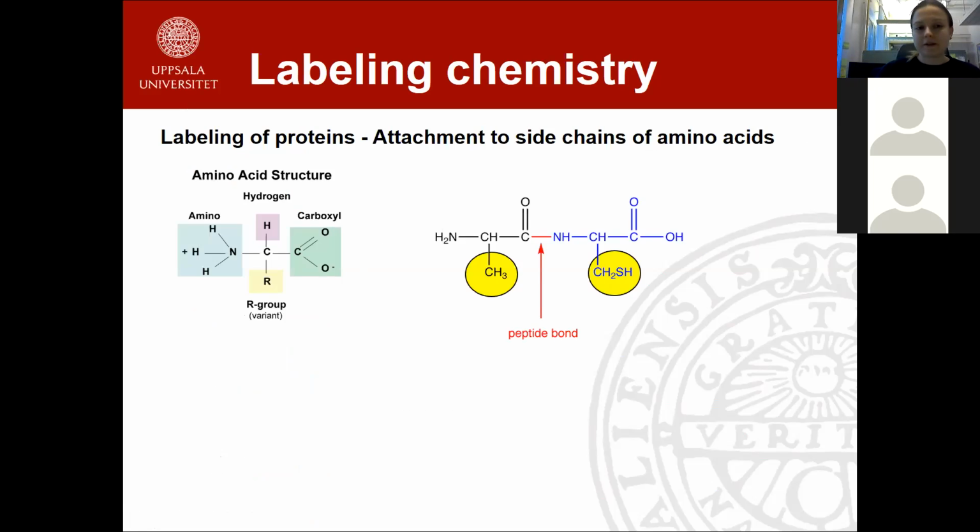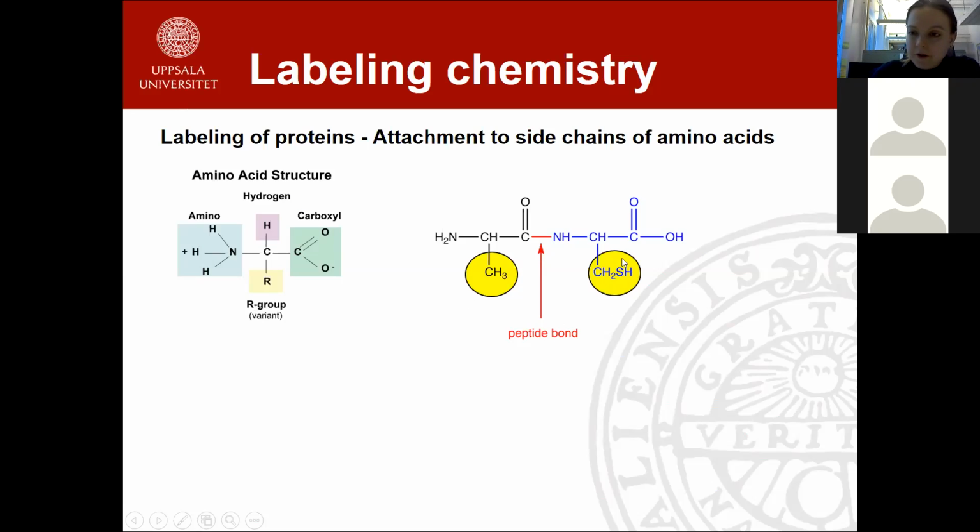I'm sure you know that labeling of proteins can be done by attachment to the side chains of amino acids. I'm sure you know the structure of an amino acid, but just to remind you, it consists of an amino group, a carboxy group, and a side chain. The peptide bond is a bond between the carboxy group and the amino group. So the CO-NH is a peptide bond, but what you can see here in yellow are the functional groups, the groups that are different for all amino acids. That's how the amino acids differ from each other. They differ by side chains.